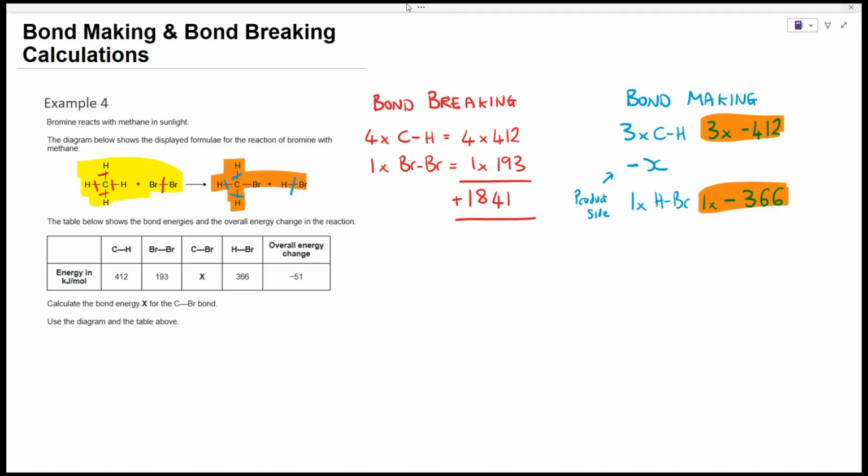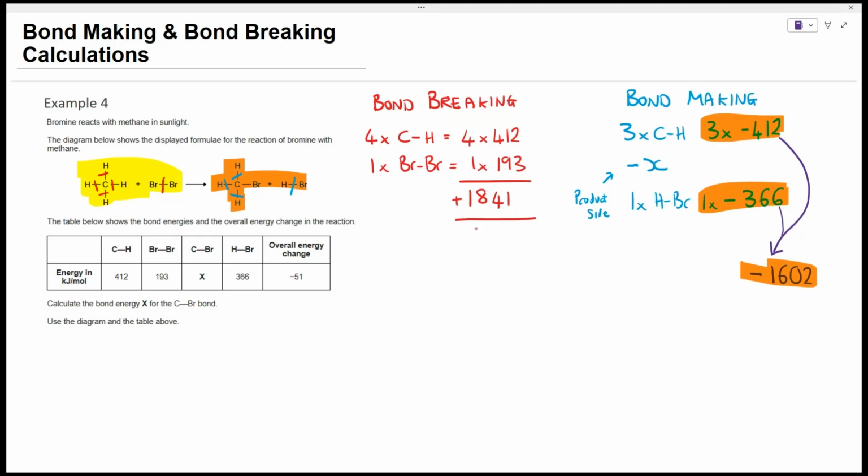Right, so how do we manipulate this to get the answer that we need to get? Now, the first thing I would say is on our bond making side, I want to just turn these 2 numbers into one number. Okay, so the minus 412, which I'm timesing by 3, and the 366, which is a minus, is going to give me a total amount of negative 1602. Now I've done that for a reason. The first reason I've done that is to make life easier. By turning both of those into one number, it's going to make the equation easier to manipulate in a moment.